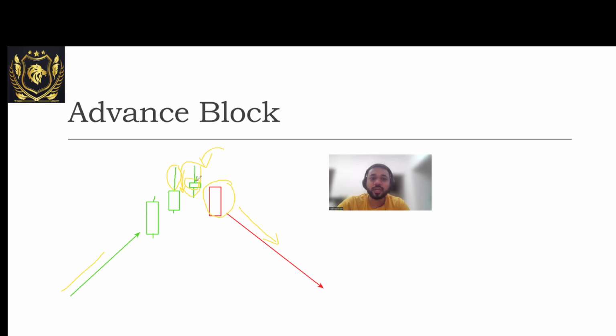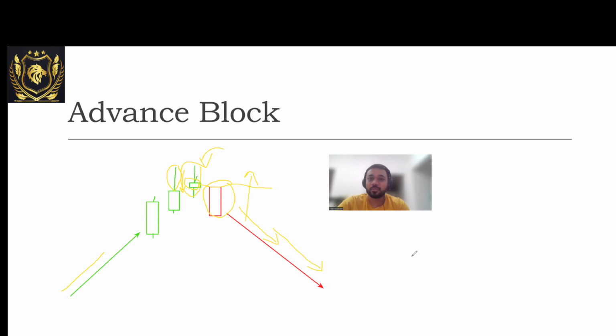Now, what will be my stop loss? This particular level will be my stop loss, and I will get out of this trade if price reverses and moves above this price point. Otherwise, I'll let the price fall, and I will keep on booking the profits.